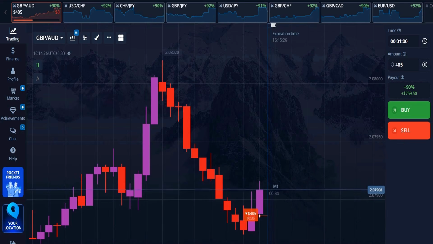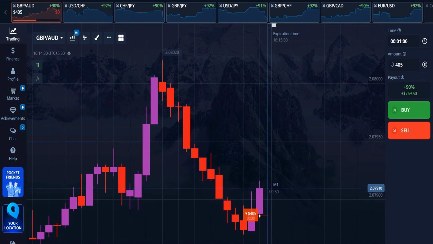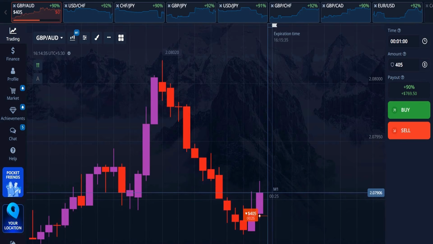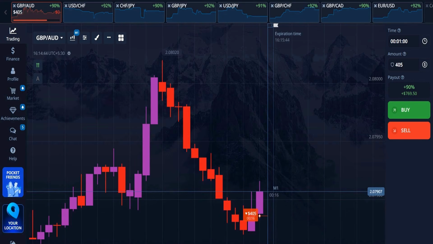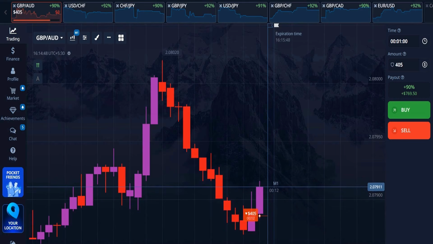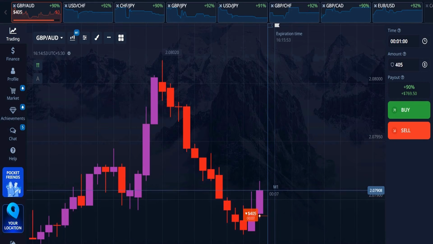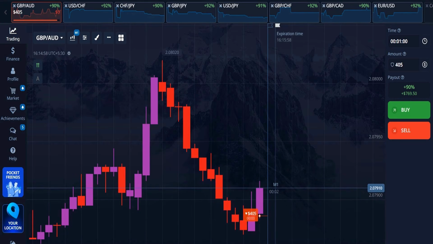But let me pause here and share something really important with you. Even though this strategy is simple and powerful, no strategy wins 100% of the time. The market is unpredictable, and sometimes things won't go our way. That's just the reality of trading. Some trades will win, and some might lose, and that's totally okay. What matters most is following your rules, practicing proper risk management, and staying consistent over time. This mindset is what separates smart traders from emotional ones.